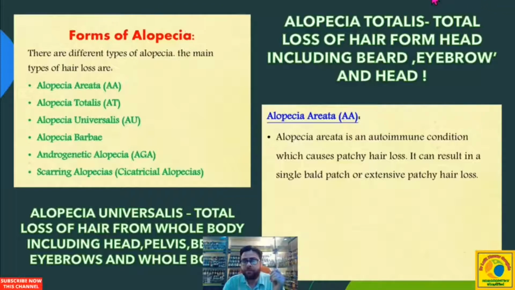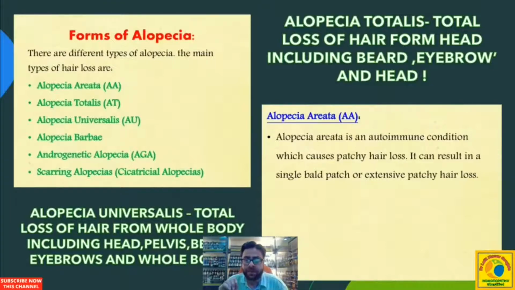Here are some definitions of all these. Alopecia totalis means total loss of hair from the head, including the beard, eyebrow, and head. Alopecia areata, as I already told you, is an autoimmune condition which causes patchy hair loss. It can result in a single bald patch or extensive patchy hair loss. And what is alopecia universalis? Total loss of hair from the whole body, including the head, pelvis, beard, eyebrow, and other parts of the body, is known as alopecia universalis.